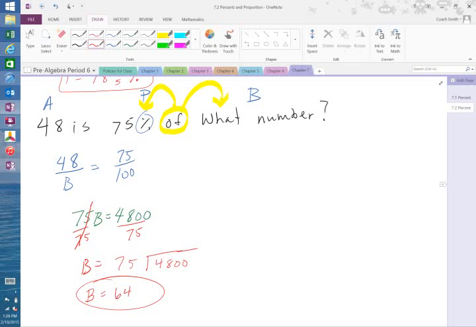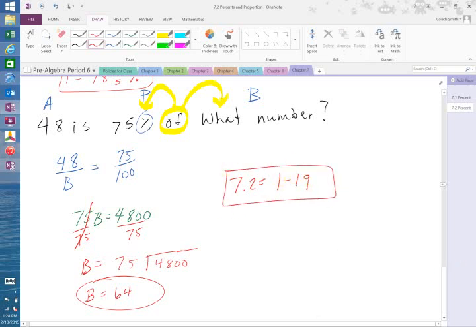Your homework is 7.2, 1 through 19. I will allow you to break into partners or groups. Okay? Still got about 20 minutes left in class.